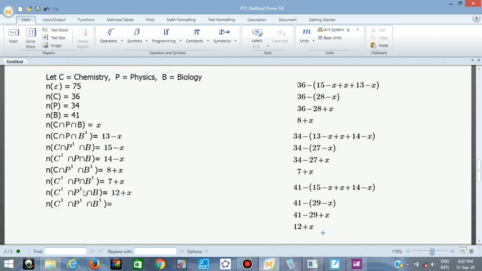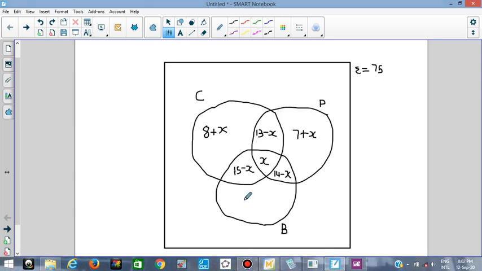Alright, we have done the three of them now, and this place in your Venn diagram is going to be 12 plus x. Very important, please take note. So the Venn diagram is complete now.